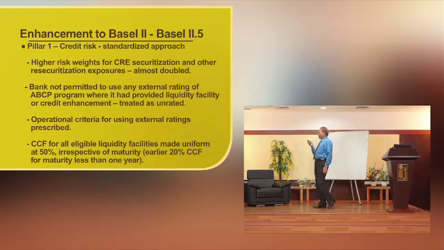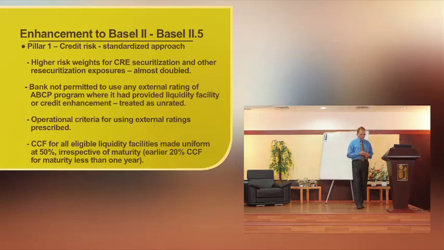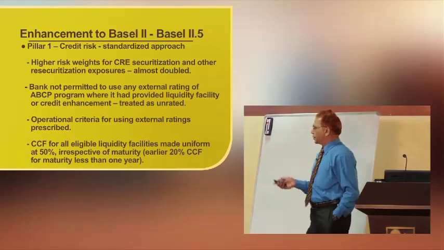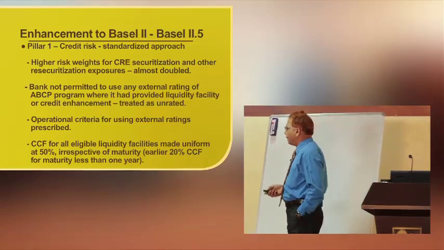And the additional higher risk weights were because one of the factors which resulted in the crisis was that a lot of commercial real estate and residential real estate got securitized and sat in the trading book. So additionally, higher risk weights for CRE securitization were also proposed in Basel 2.5.